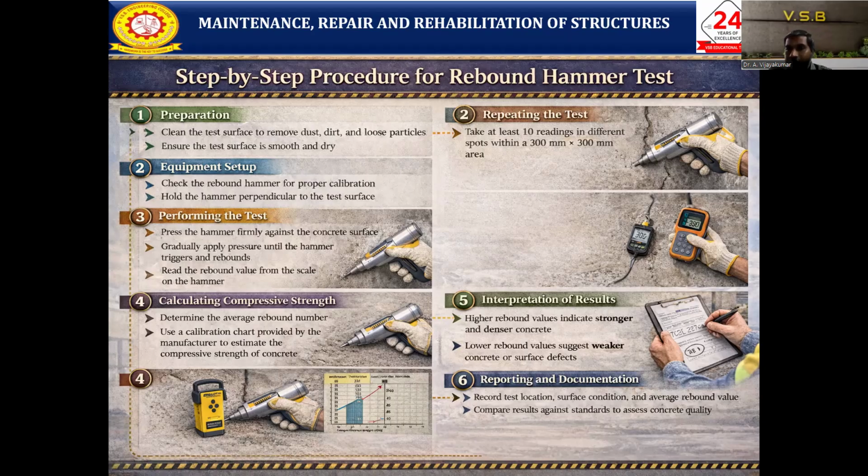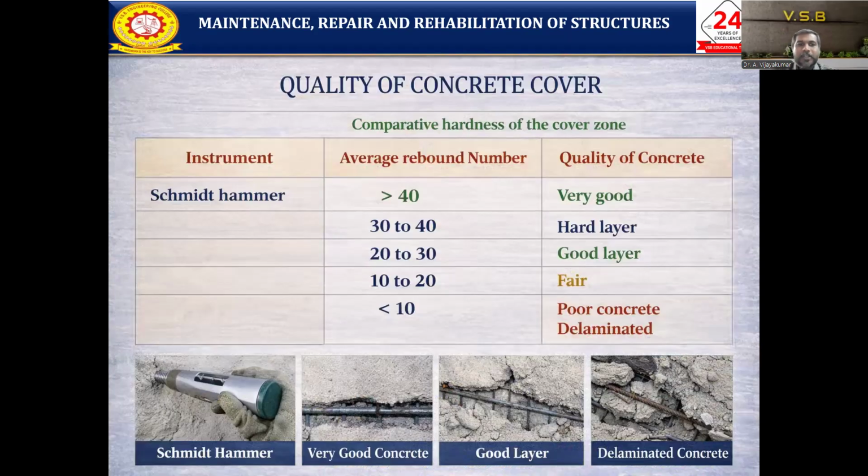So based on everything we arrived at, we need to do the report and documentation. We need to record the test locations where we have taken readings, the surface condition of the structure and the average rebound value, and compare the result against the standard to assess the quality of the structure. Based on the IS code, the standard value is given, and we need to compare against it. So based on the rebound hammer value, we can assess the type of structure.